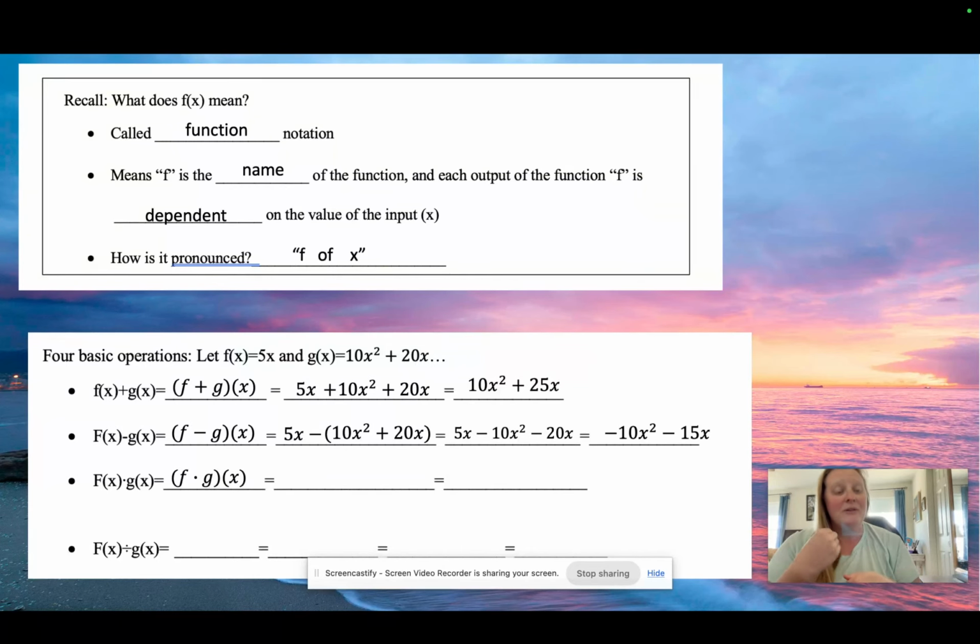This is pronounced f times g of x. And it just means I'm taking my f of x formula and I'm going to multiply it by my g of x formula. And I recommend that you use parentheses for multiplication instead of a dot, because usually when something's written like this, your brain recognizes, oh, I need to distribute. Sometimes if we have a dot, we don't make that connection. So if I distribute, I get my answer and I'm done.